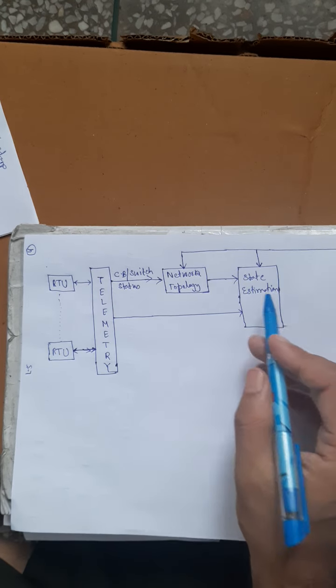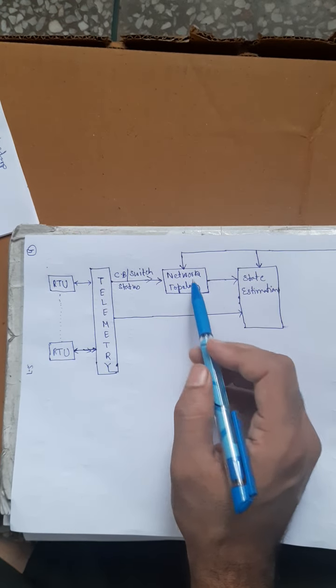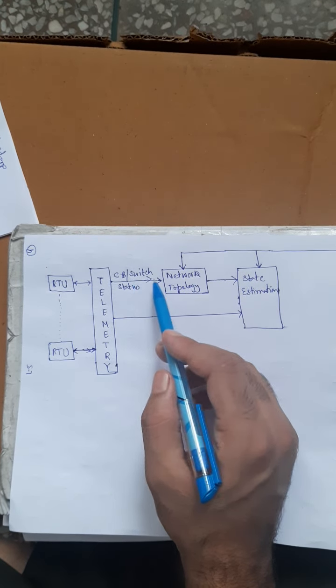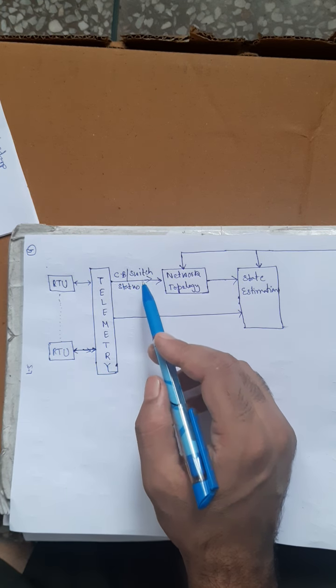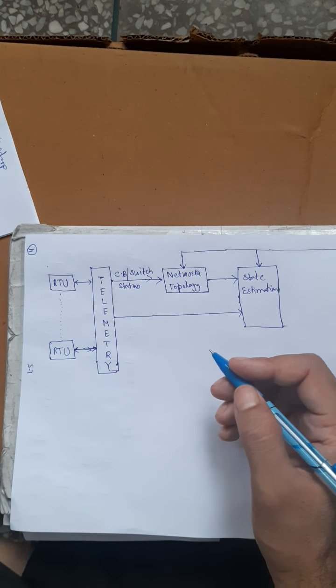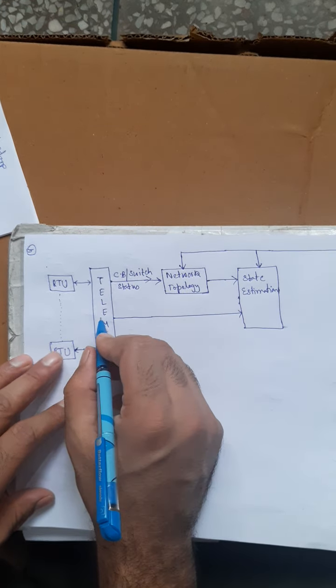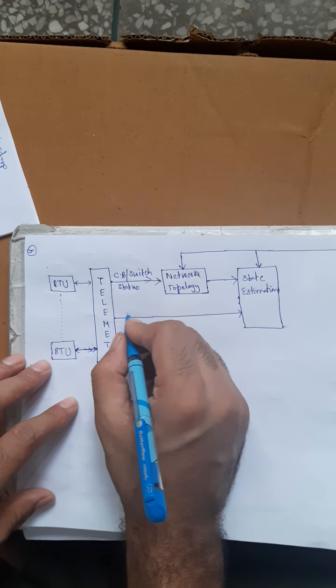So I am saying this state estimation will get data from the network topology, the base system data. The network topology will get information from the status of circuit breakers, isolators and switches, which can change the network topology. Okay. The other data that we will take is from the telemetry, from RTUs through telemetry.